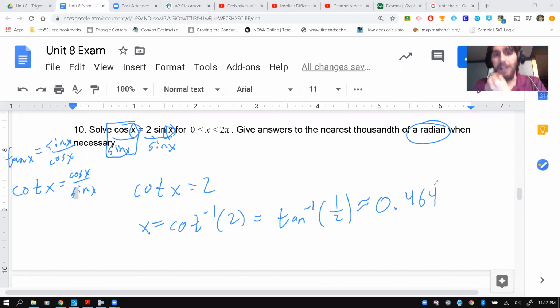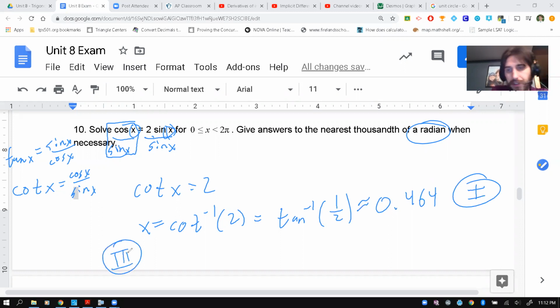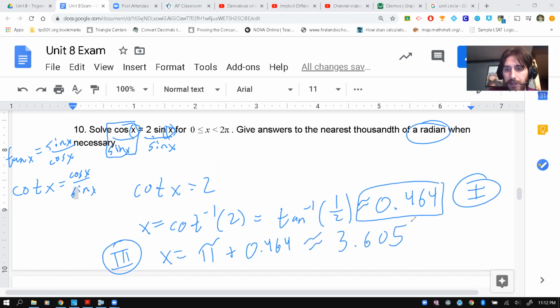Okay, that's not the only answer though, right? Tangent is positive in the first quadrant, but it is also positive in the third quadrant. In order to find an answer in the third quadrant, I am going to take 180 degrees, or in this case, pi radians, and add my reference angle, 0.464, and that is going to be about 3.605. So those are my two answers.